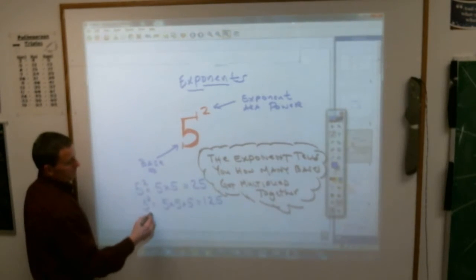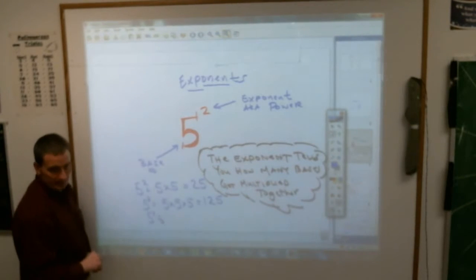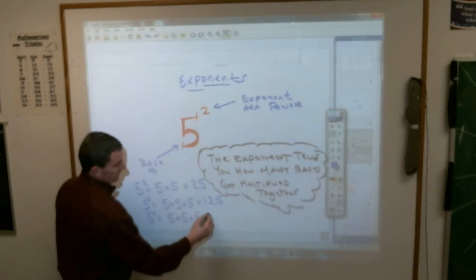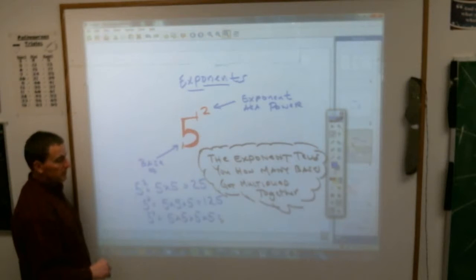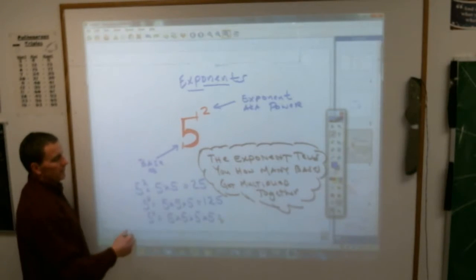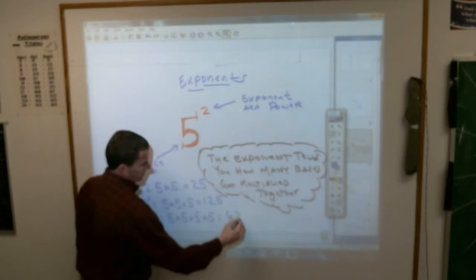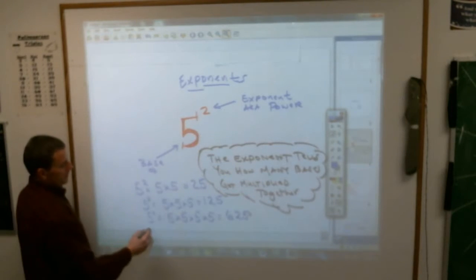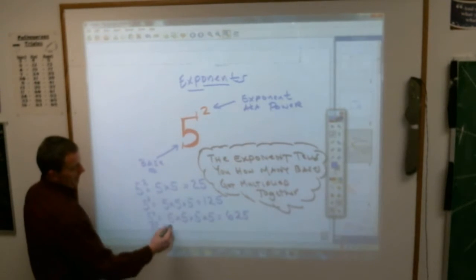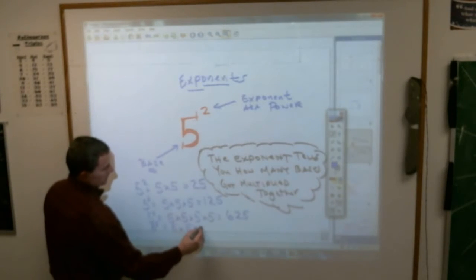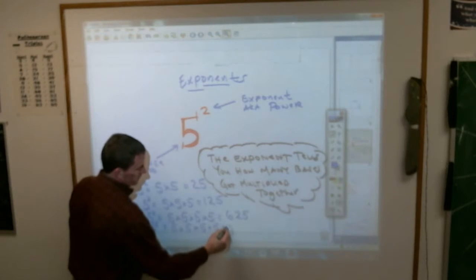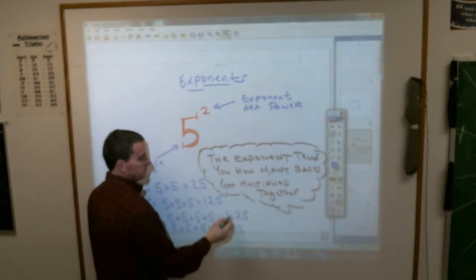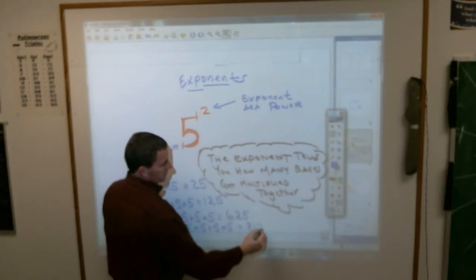Or 5 to the fourth power is not 20. It is 5 times 5 times 5 times 5, which is, 125 times 5 is actually 625. And one more, just because we're there, 5 to the fifth power is 5 times 5 times 5 times 5 times 5, which is, multiply this times 5, we got 3,125, I believe.